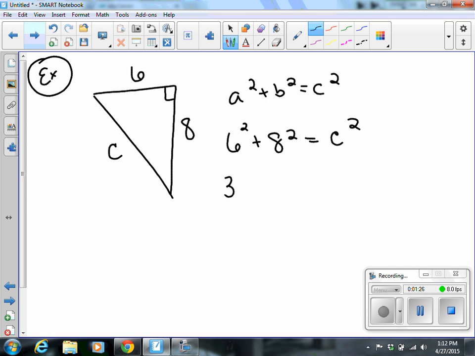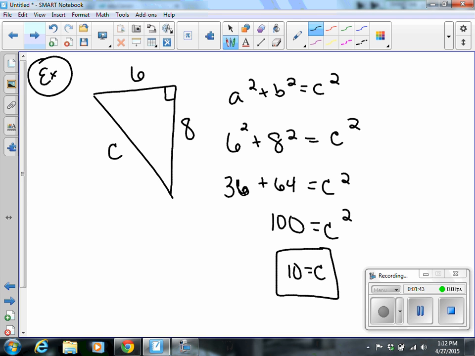6 squared gives me 36. 8 squared gives me 64. I'm going to go ahead and add those two together and I get 100. I'm now going to take the square root and C equals 10.